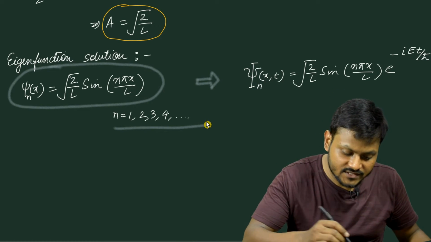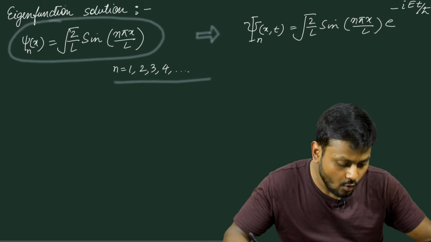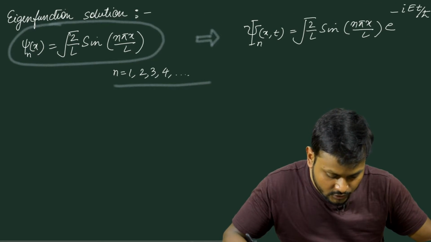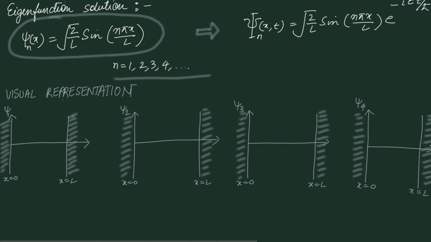So let's represent them visually and try to understand how all of these solutions are going to be different from each other. If you represent the eigenfunctions corresponding to n is equal to 1, psi 1, n is equal to 2, psi 2, corresponding to n is equal to 3, psi 3, and corresponding to n is equal to 4, you will find that the visual representation of them involves some sort of a figure like this.